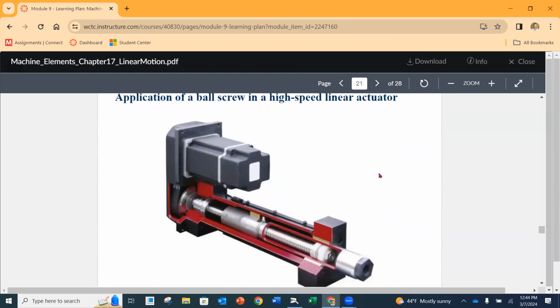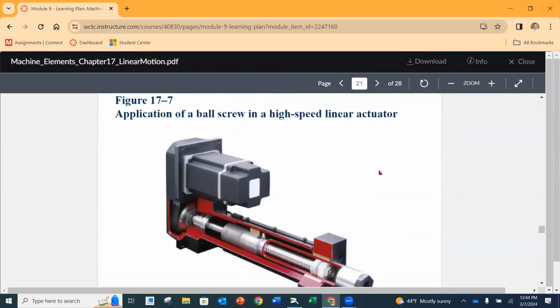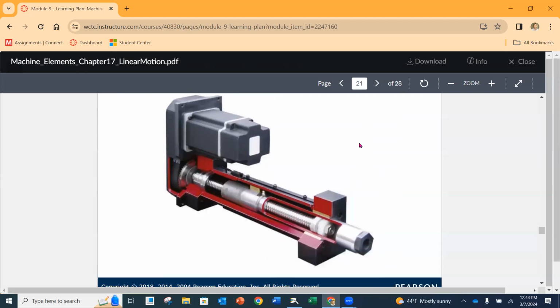All right, and then here you're going to notice this is an application of a ball screw on a high-speed linear actuator. On the inside, a linear actuator is going to be like a piston. What am I thinking of? A cylinder, just an air cylinder or a pneumatic cylinder, but it's assisted here with a power screw or a ball screw. So that can increase the speed, but then also the ability to move loads with higher forces.